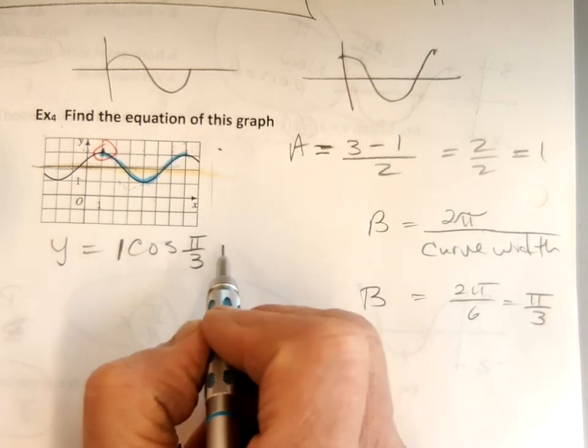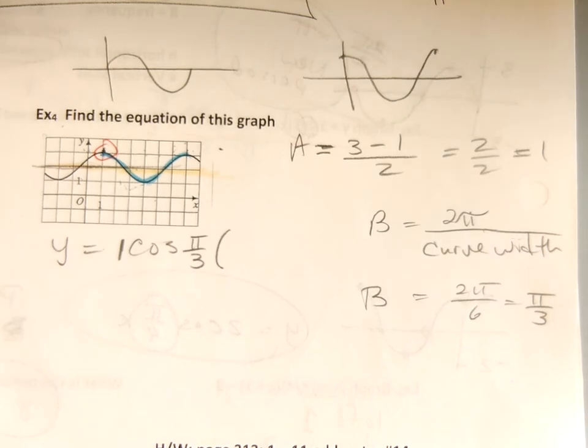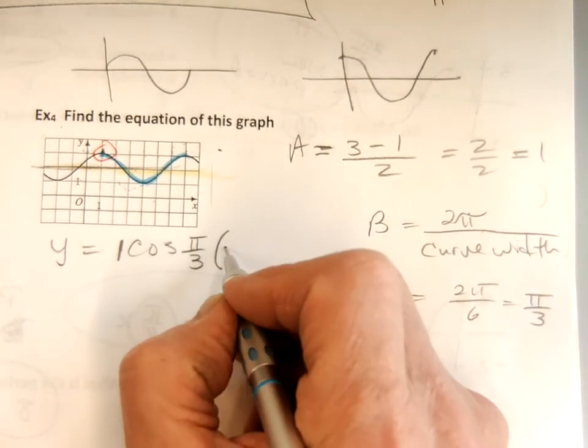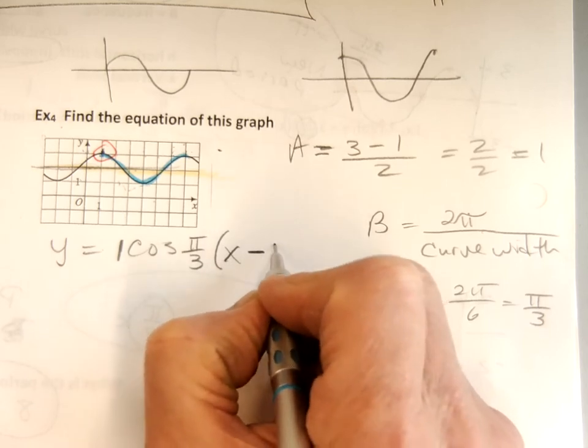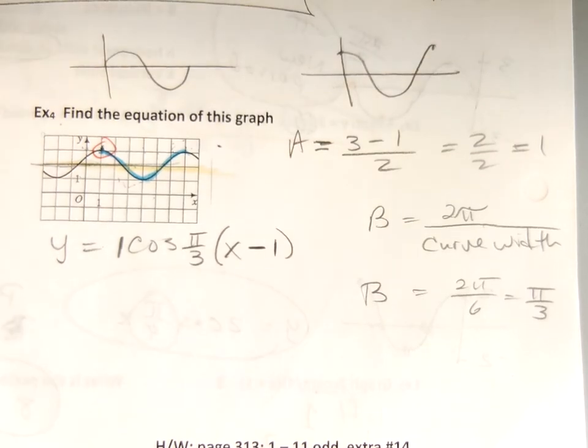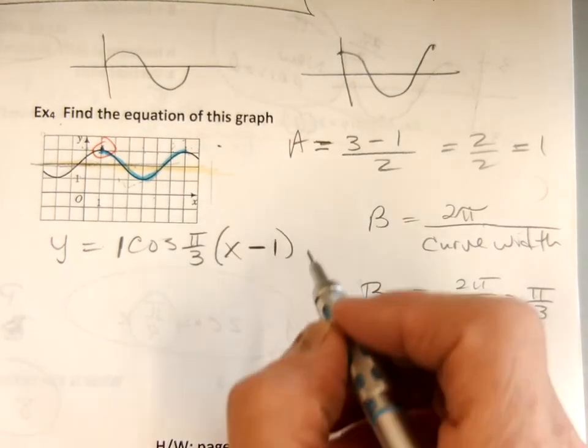So I'm going to go pi thirds, parentheses. We've got a horizontal shift, don't we? Our horizontal shift, we're going to go x minus 1. And then it got moved up, didn't it? In fact, if you can find the middle curve, it got moved up 2. Okay, so I'm going to go plus 2.